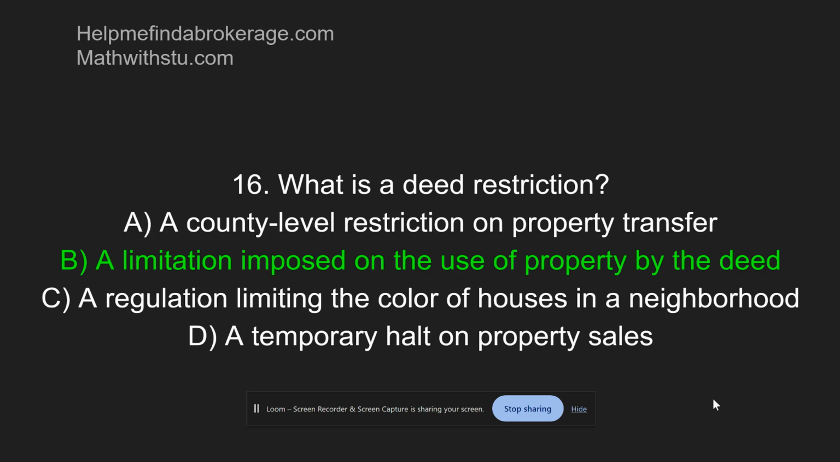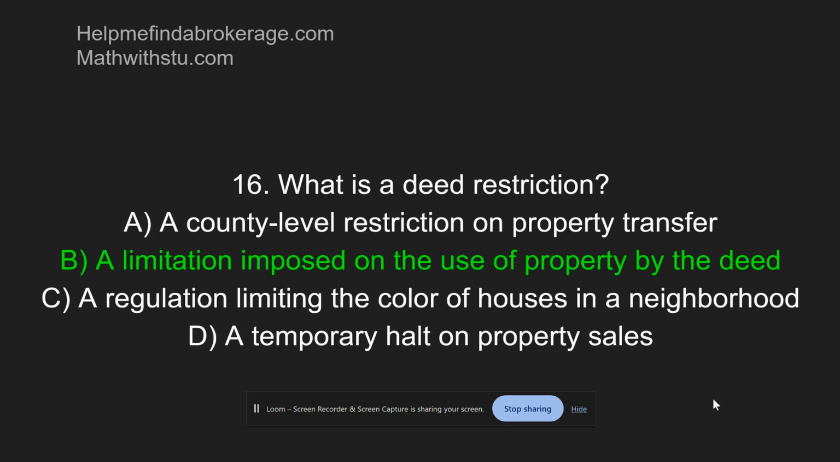And remember, deed restrictions are placed by individuals. It is their individual right to control what happens to the home in the future, whereas the government has the right to put some sort of county level or city level restriction on it, right? A regulation limiting the color of houses in a neighborhood. Yeah, that could happen. You go down to some places where there's a big push for historical preservation. One of the towns that comes to mind is Charleston, South Carolina. If you haven't gone there, it's a really fascinating place to go to because of the extent to which they go through historical preservation.